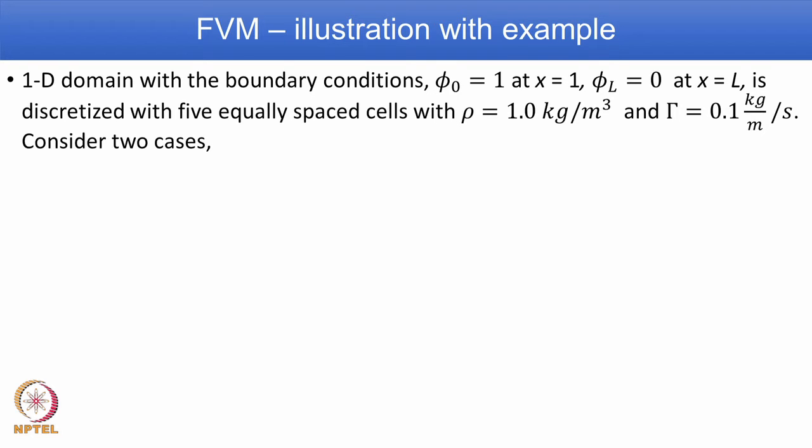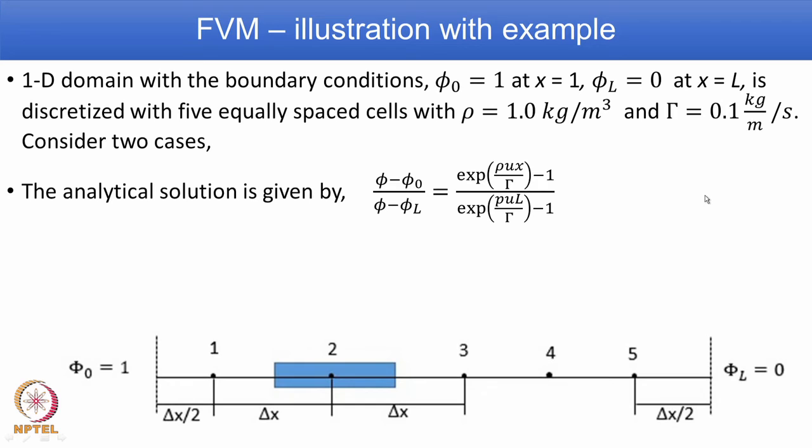A 1D domain with the boundary condition phi at 0 equal to 1 and phi at x equal to L equal to 0 is now discretized with 5 equally spaced cells. For the problem defined, rho is taken to be 1.0 kg per meter cube and gamma is taken to be 0.1 kg per meter per second. Let us take two cases, and this is the domain.